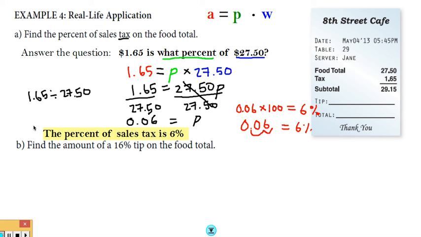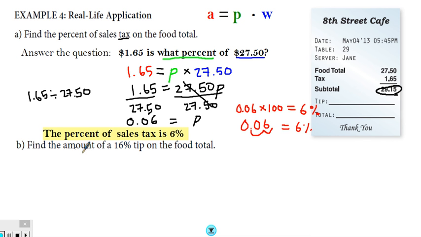All right, so part B. Find the amount of a 16% tip on the food total. So when you go to a restaurant and after you eat, when you pay for your bill, you have to put in the tip amount. And tip really depends on whether you like the food and the service or not. If you didn't like the service, you don't have to pay a lot of tip, I guess. But generally, people pay 15% tip. Now, in this problem, it's 16%.